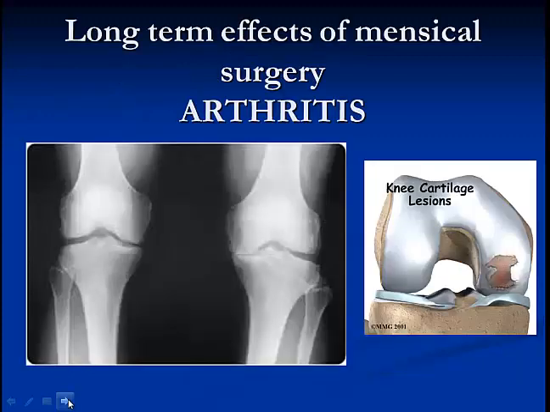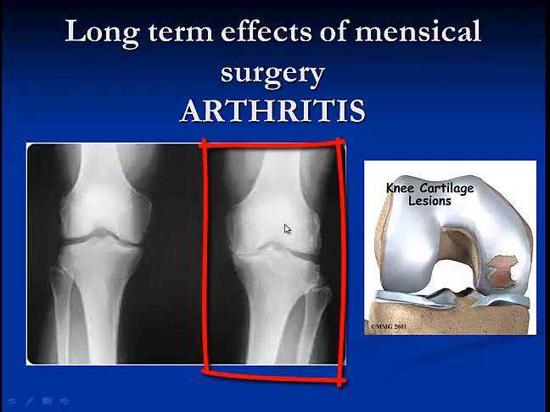So the long-term effects of meniscal surgery. As you can see here, arthritis is a long-term effect. All of us will most likely have arthritis. Individuals with meniscal surgeries are more predisposed to getting arthritis sooner. This is a picture of an individual with arthritis in their knee. As we have damage to our meniscus, again, we can then have damage to articular cartilage. If there's damage to articular cartilage, over time, it can lead someone to having a total knee repair.